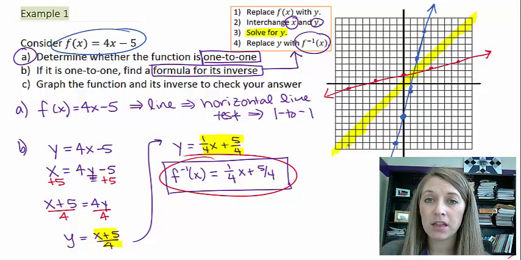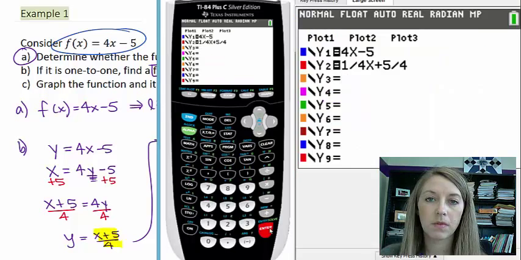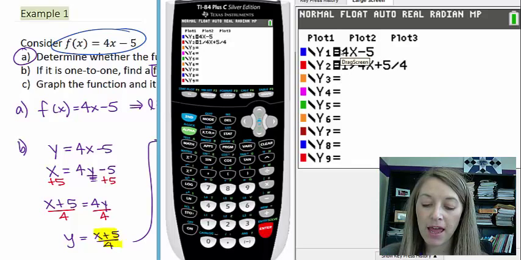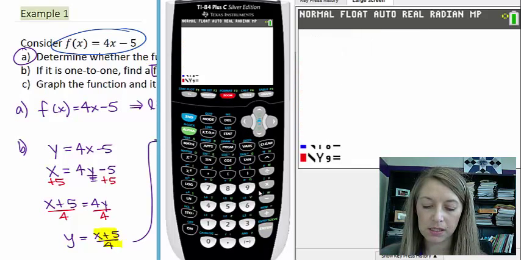Now you don't have to check these by hand. You have a graphing calculator, so you could also check them by utilizing the graphing calculator. So I'm going to do that now. I have my graphing calculator pulled up here. In blue, I have my original equation, 4x minus 5. In red, I have my inverse equation, 1/4 x plus 5/4. Let's see what we get when we graph this on the standard window, Zoom 6.